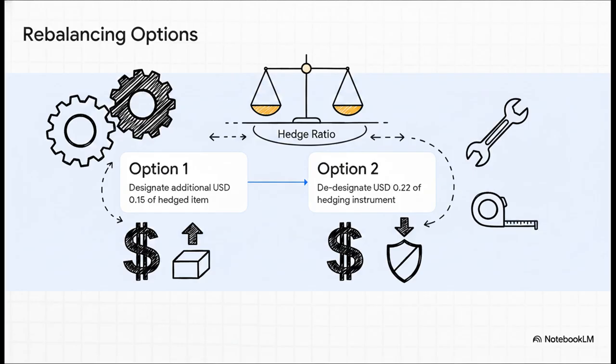To fix this imbalance and keep your accounting accurate, the company is required to rebalance the hedge ratio. You basically have two choices here. You can either designate an additional 0.15 US dollars of the hedged item, or you can de-designate 0.22 US dollars of the hedging instrument. You aren't failing some arbitrary test, you're just recalibrating your tools to match reality.